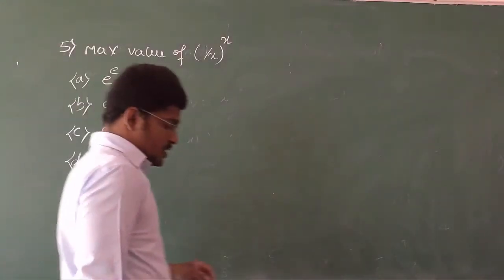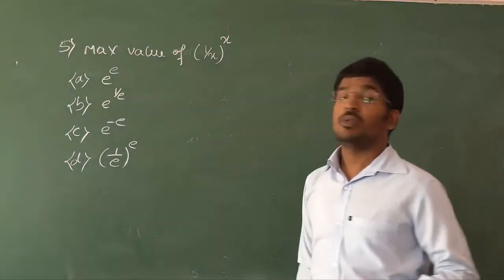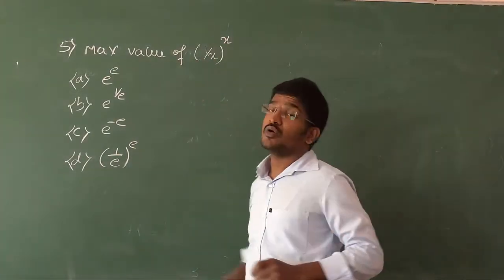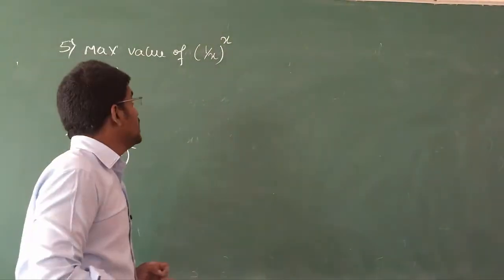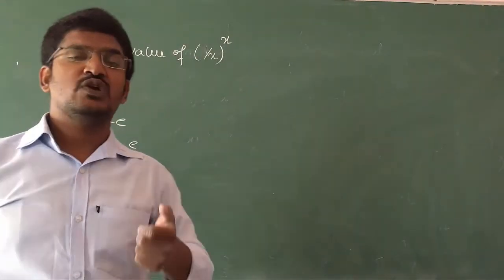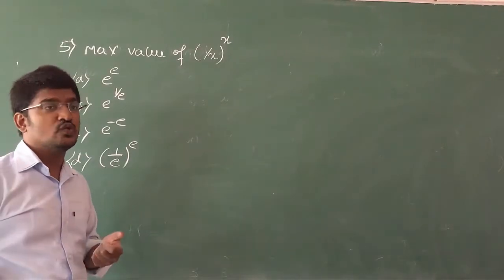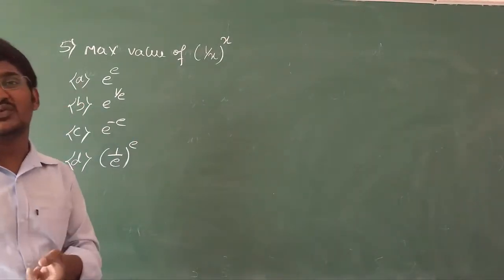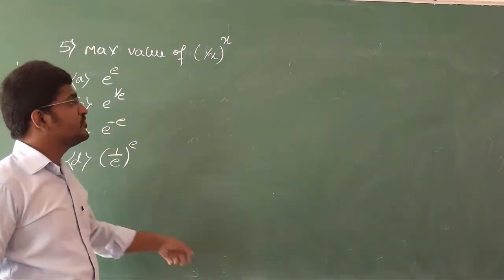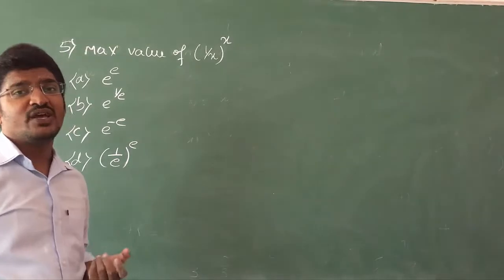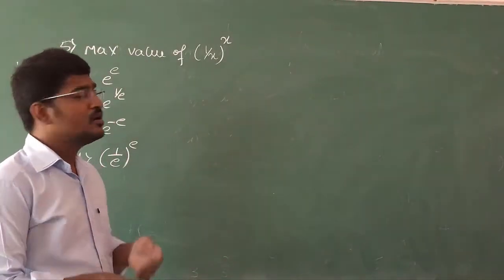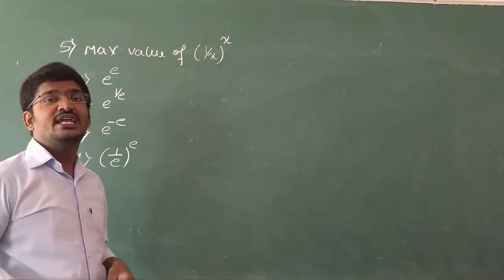Okay, students. Now let us go for the fifth problem, that is maximum value of 1 by x to the power of x. Clear? So here differentiation skill must be very good. If your differentiation skills are very good, this will be solved very quickly. Otherwise, it takes time. So first I will explain differentiation in detail. Those who have the skills of differentiation can get the answer very quickly. No problem with that. But let us discuss in detail.